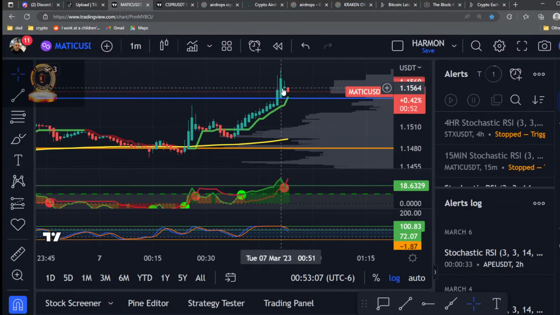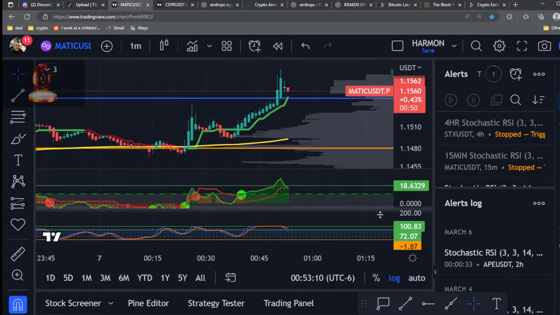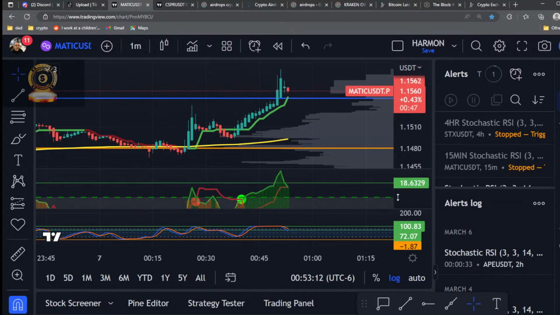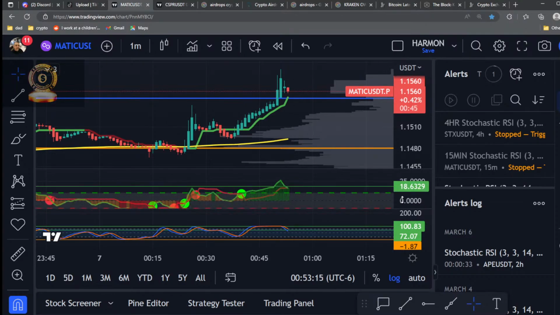See how I got out that trade? And right here, you're starting to fall already. Now, this 1 minute, if it bounces off here, it could be great. It could be great if it bounces off here.